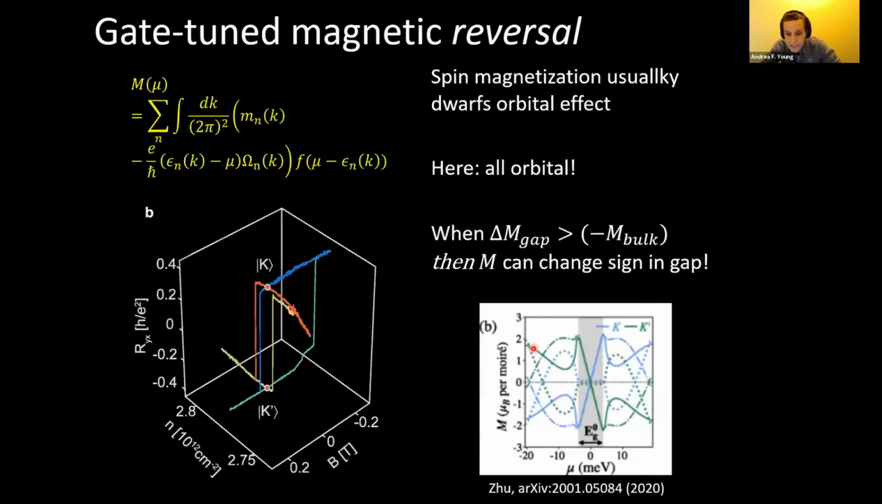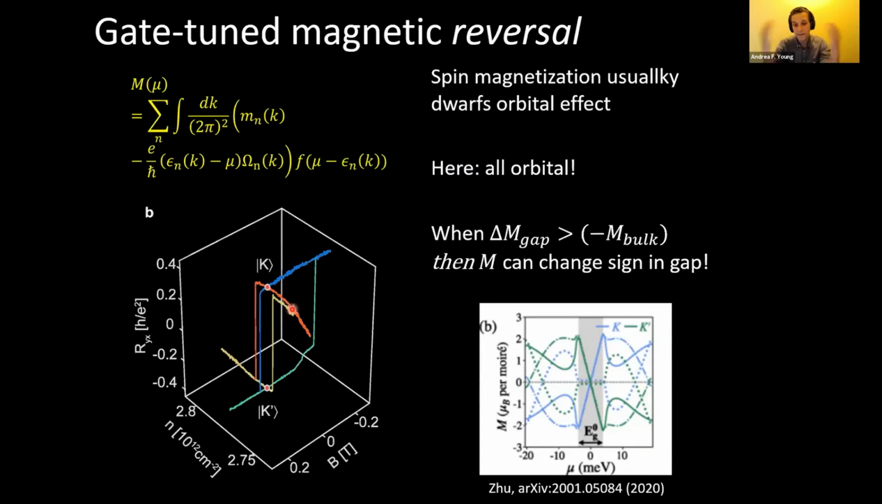So the basic picture was given by Allan MacDonald and collaborators, for twisted bilayer graphene. It turns out it doesn't work exactly this way in twisted bilayer graphene, but it does work this way in this system, because you can neglect the spin magnetization, which usually would dwarf these types of effects. Let's say in a magnetically doped topological insulator, you have a huge spin magnetization. These orbital effects make no difference. Here, everything is orbital, and you can get into a situation where, as you cross the topological gap as a function of your gate voltage, you simply reverse the sign of the magnetization.